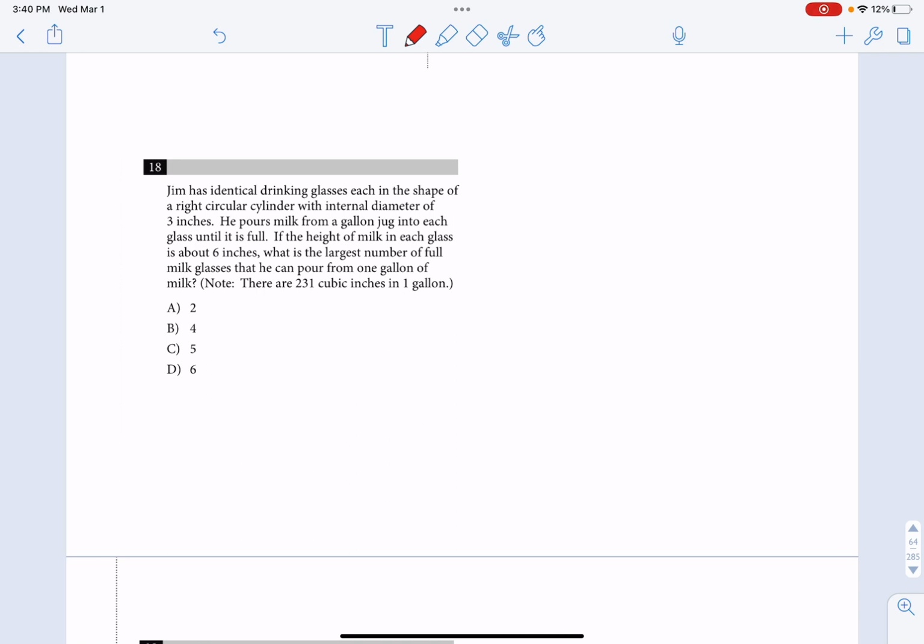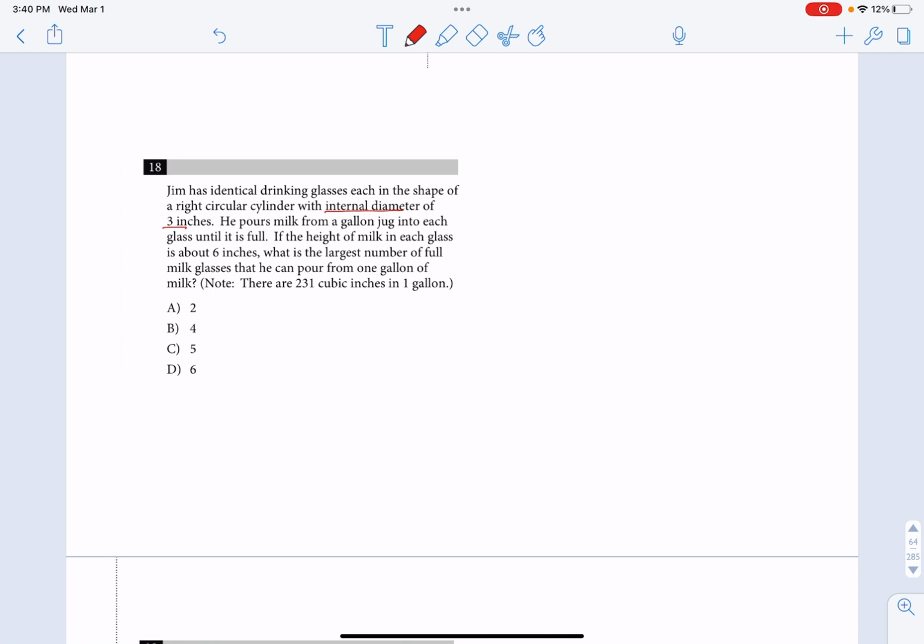And then Jim has identical drinking glasses, each in the shape of a right circular cylinder with an internal diameter of 3 inches. He pours milk from a gallon jug into each glass until it is full. If the height of milk in each glass is about 6 inches, what is the largest number of full milk glasses that he can pour from 1 gallon of milk?